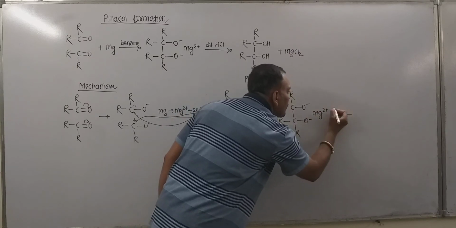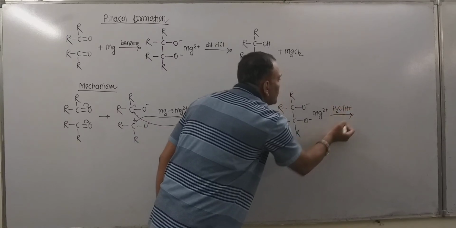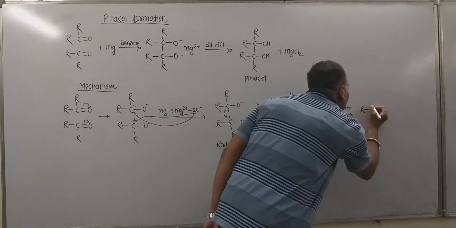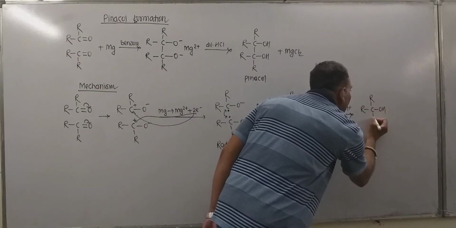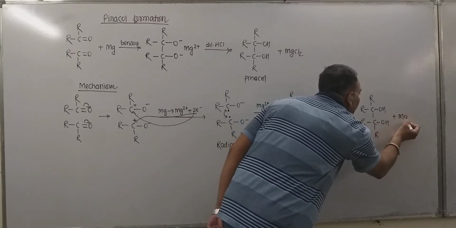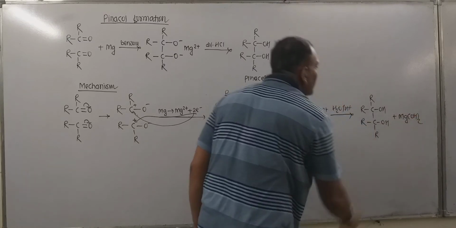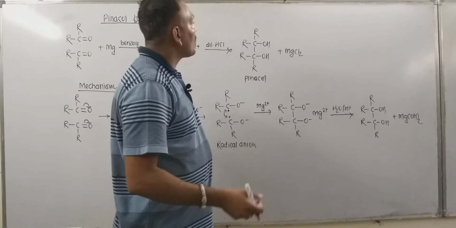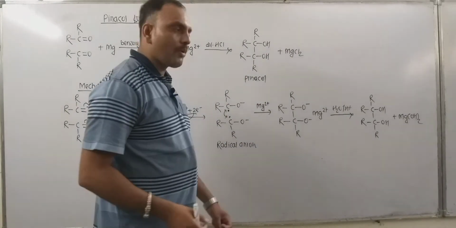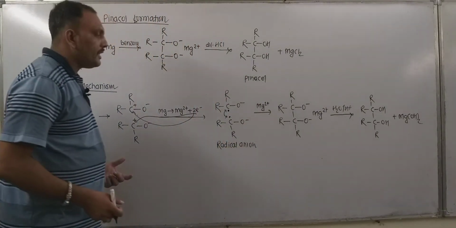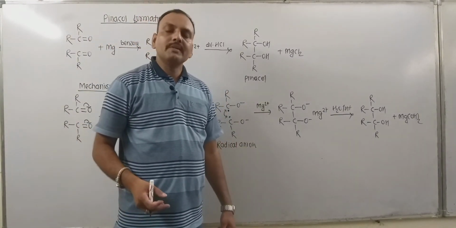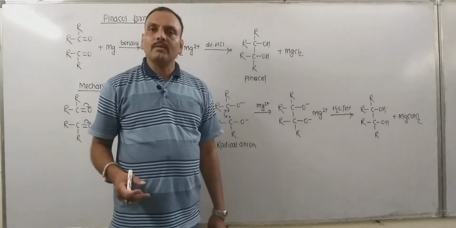Now this intermediate is to be hydrolyzed by dilute acid. When the intermediate is hydrolyzed by dilute acid, this leads to the formation of pinacol along with Mg(OH)2. Now this Mg(OH)2 further gets neutralized by the added acid, hence that leads to the formation of MgCl2 as a byproduct. Thus in this way carbonyl compounds undergo reaction with magnesium in benzene followed by hydrolysis to give pinacol. Thank you very much.